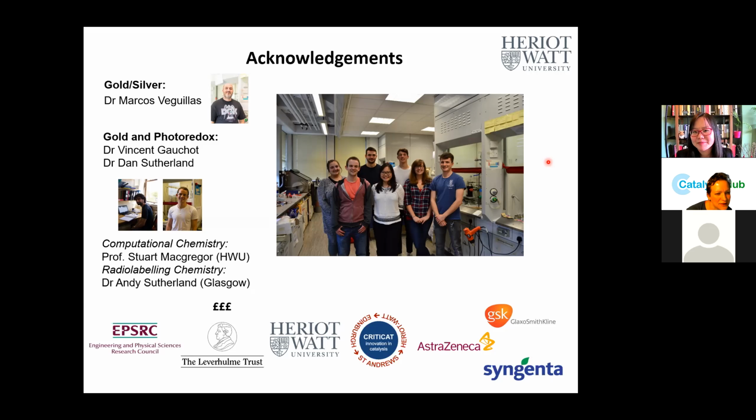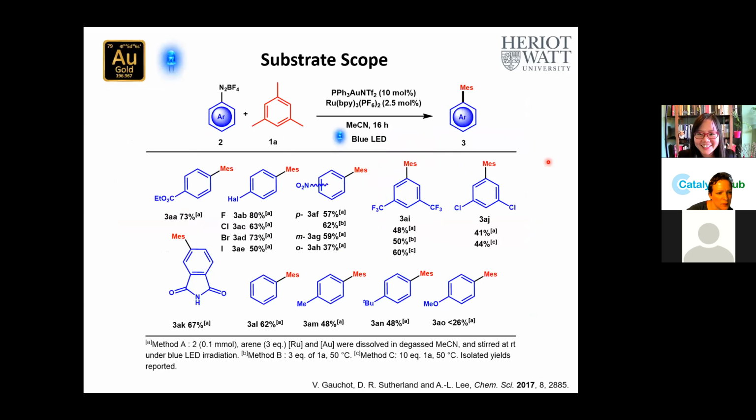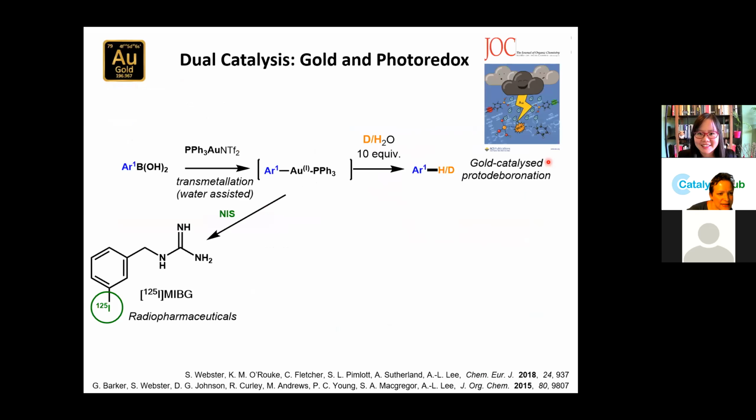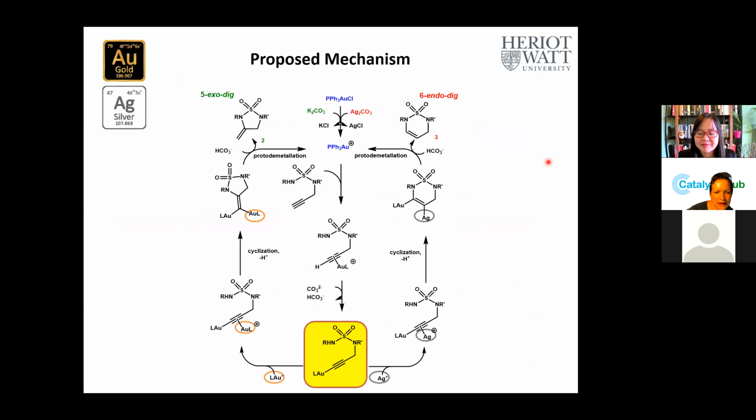Okay. So Michael has a question, and he says, thank you for a very nice talk. Question on your mechanism for the gold-silver system at the beginning. When you need two gold fragments to activate the alkene, should they show up in the reaction order in the gold? Right, okay, yeah, it should, but we didn't do the kinetic studies.